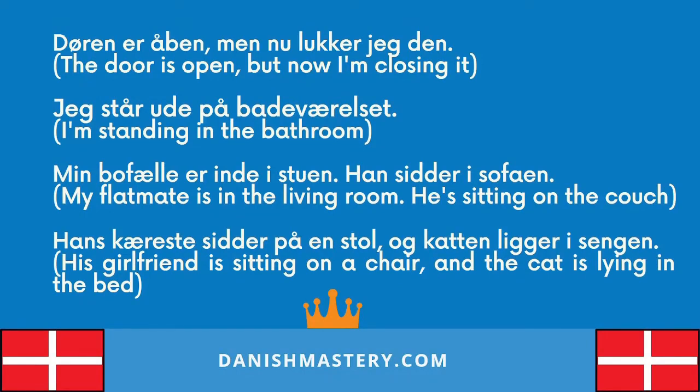That's something that can take some time to get used to in Danish. But you will, if you keep watching. Alright, so, ude på badeværelset, in the bathroom. Min bofælle er inde i stuen. My flatmate is in the living room. Han sidder i sofaen. He's sitting on the couch. Hans kæreste sidder på en stol. His girlfriend is sitting on a chair. But kæreste could also be boyfriend. And as many of you probably already know, kæreste is gender neutral, so that's kind of convenient. Og katten ligger i sengen. And the cat is lying in the bed.